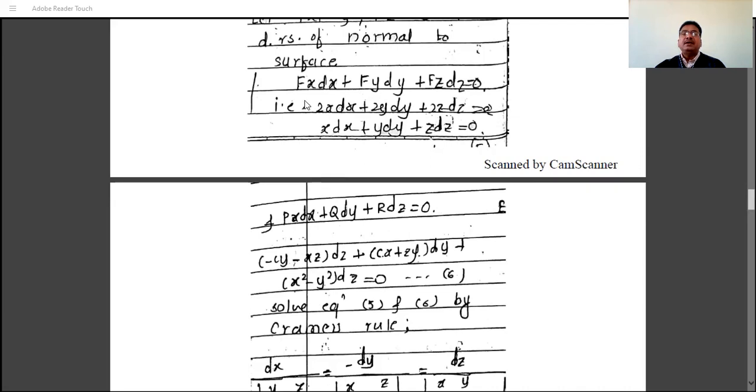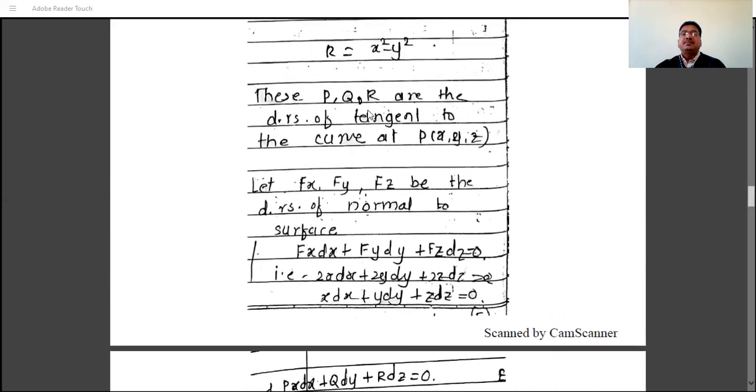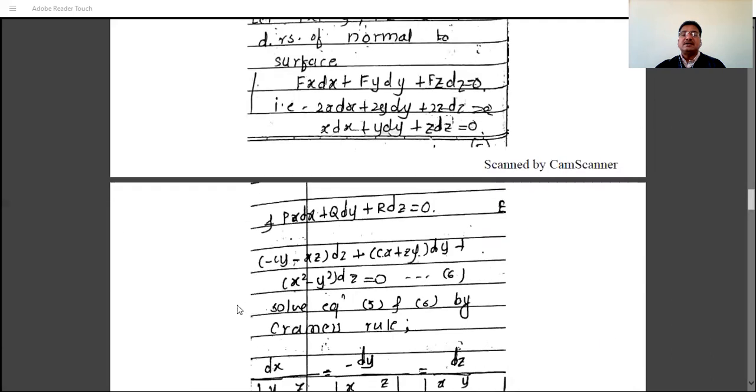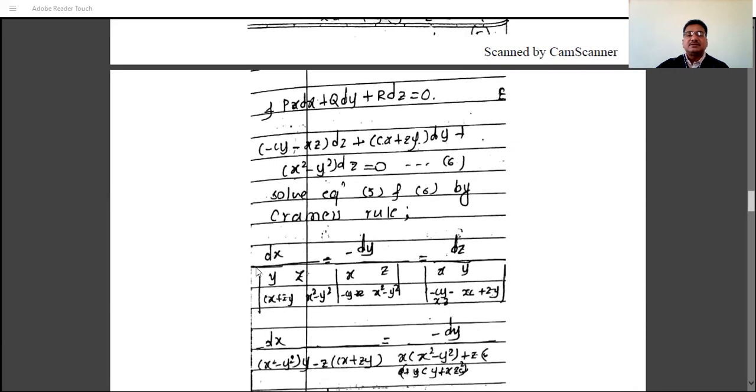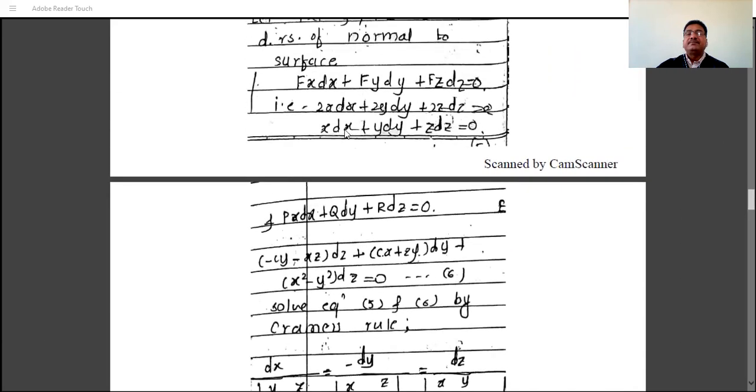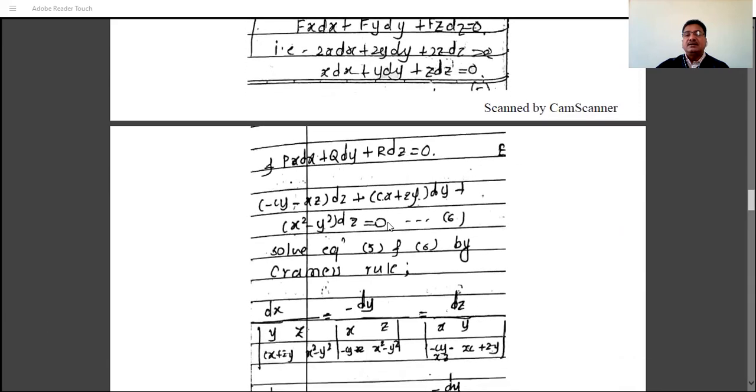And what is p? P is this: minus cy minus hz dx, plus the value of q, cx plus zy dy, plus r, x square minus y square dz is equal to 0. Suppose this is equation number 6. Then solving equations 5 and 6 by Cramer's rule, we have dx divided by y z, and the second row is cx plus zy and x square minus y square.